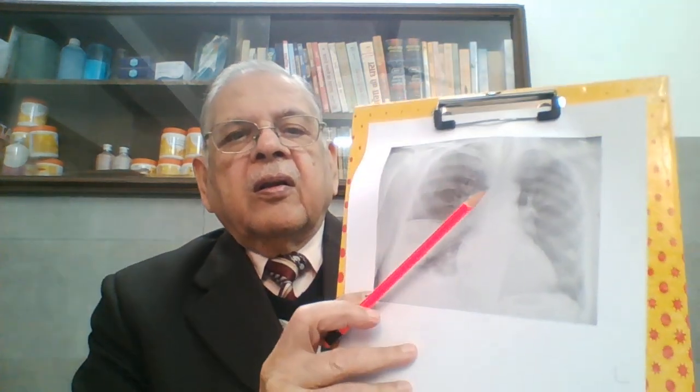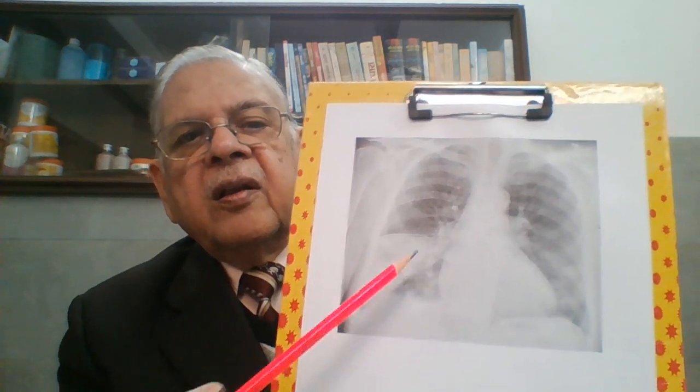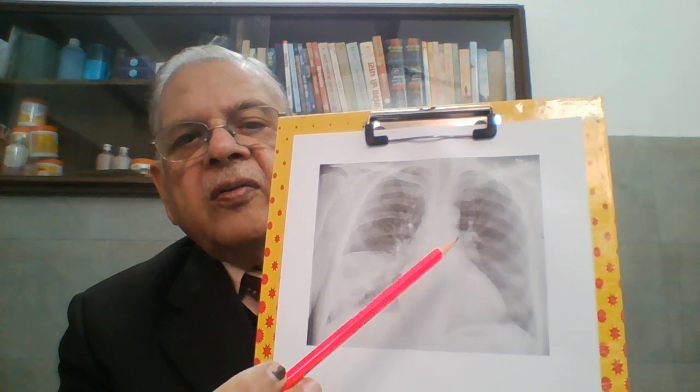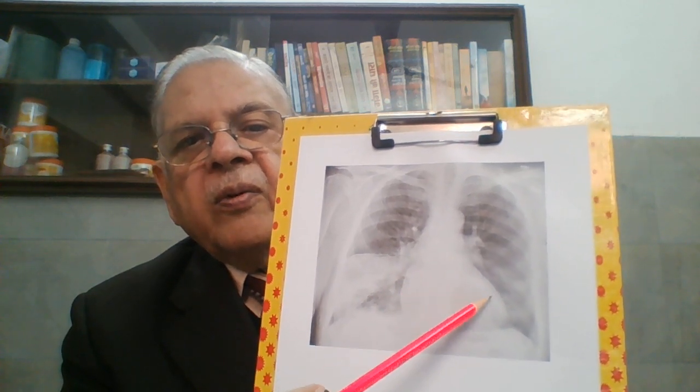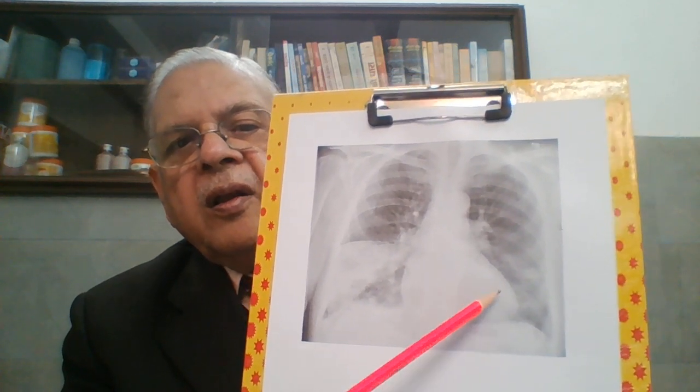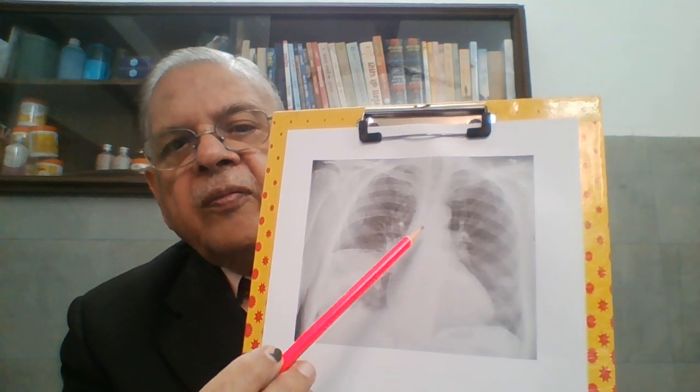Now I will show you one more diagram, which is what happens when you take an X-ray chest. You see, this is the X-ray chest, this is the right side, and this is the left side. This is the heart, this portion, and this is the aorta.